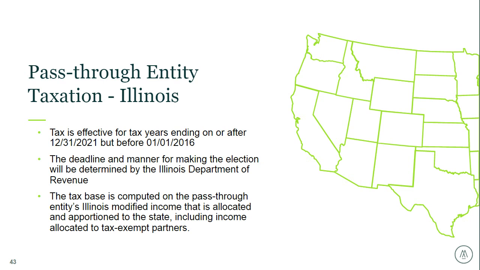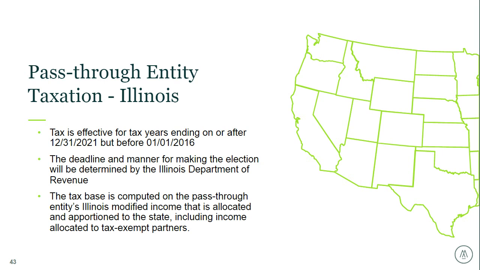So beginning with Illinois, Illinois this year enacted legislation that a pass-through entity can make an entity-level tax in Illinois. The tax is effective for tax years ending on or after 12/31/2021, but it sunsets at the same time the TCJA SALT limitation goes away under current law. It's important to note that the effective date is tax years ending on or after 12/31/2021. So if you have a fiscal year ending in 2021 that's not 12/31, then you're ineligible for the election for 2021.